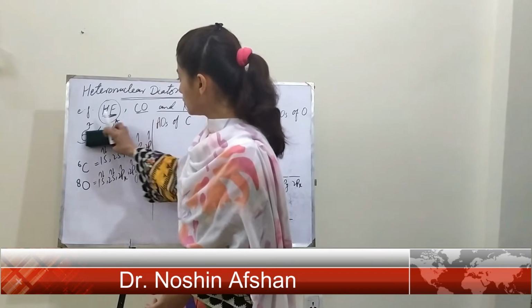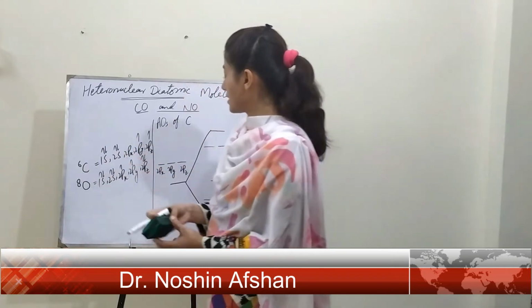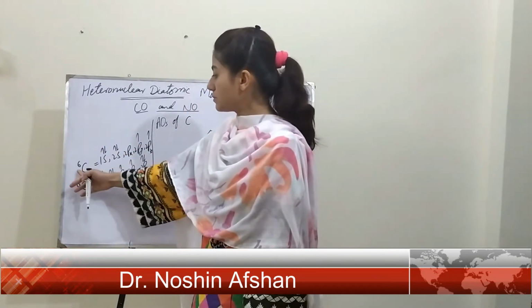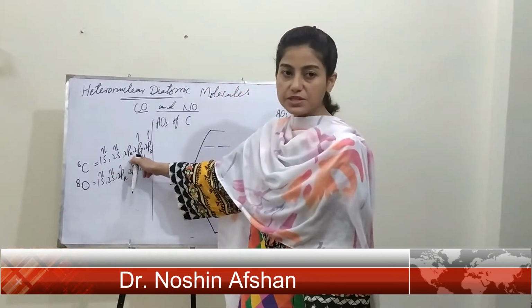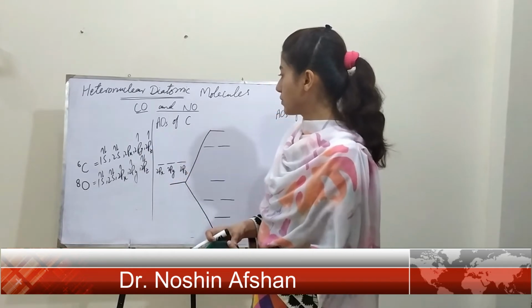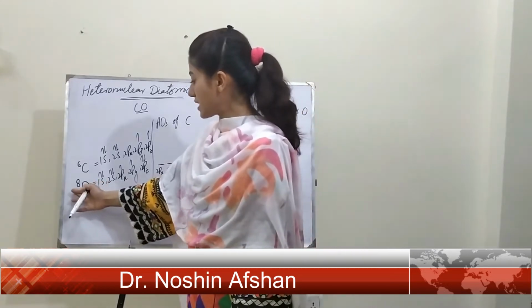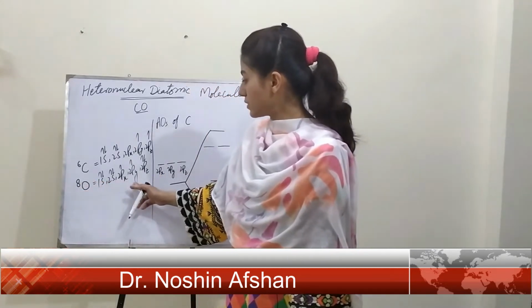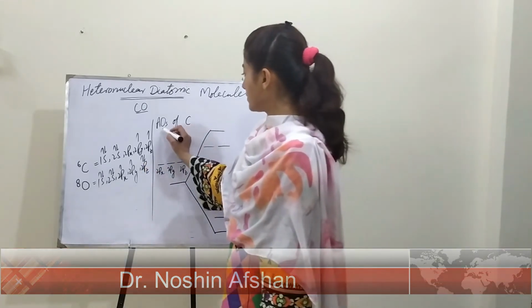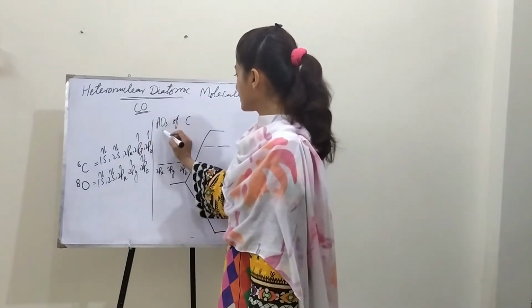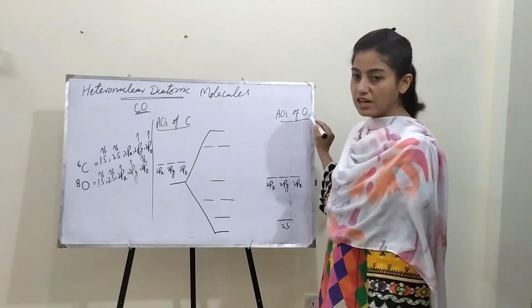So now we move towards the next example, that is carbon monoxide. As you know, the atomic number of carbon is 6, that is 1s2, 2s2, 2px remains empty, 2py1 and 2pz1. Similarly, the atomic number of oxygen is 8, that is 1s2, 2s2, 2px1, 2py1 and 2pz with 2 electrons. Now we draw here the atomic orbitals of carbon, and the atomic orbitals of oxygen have been drawn here.